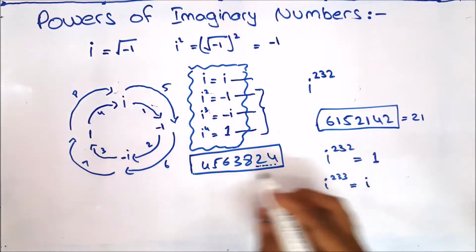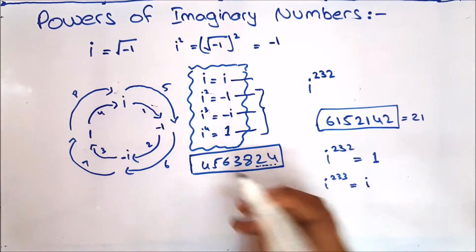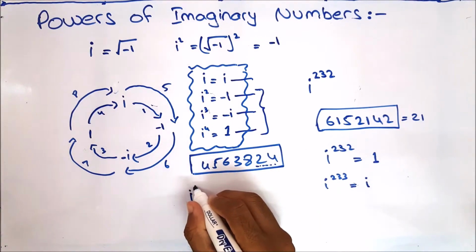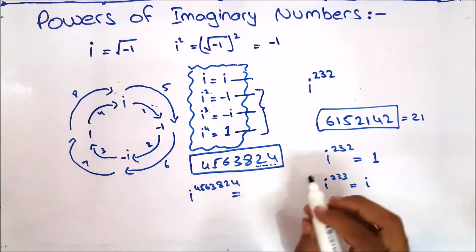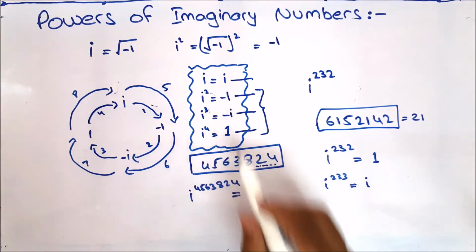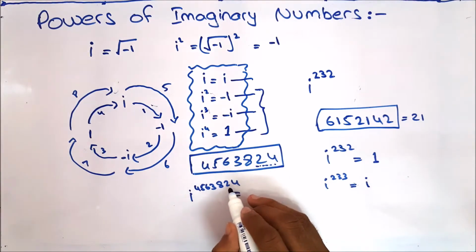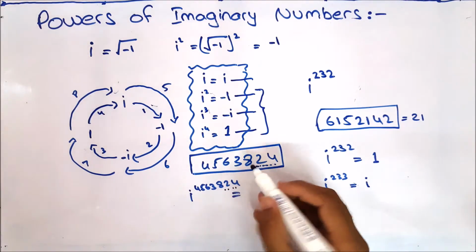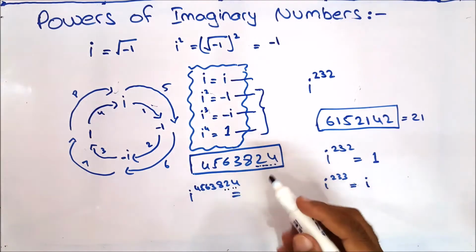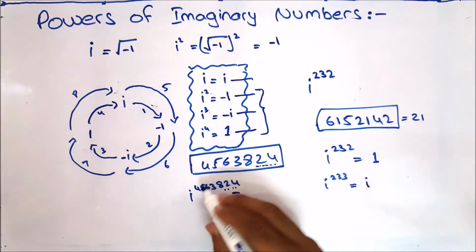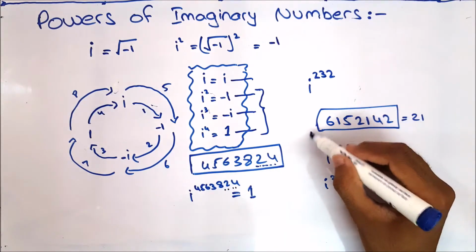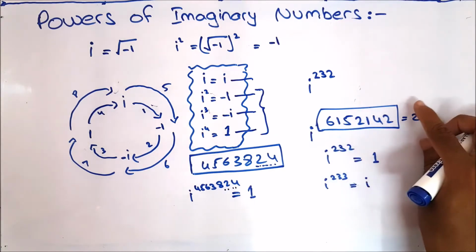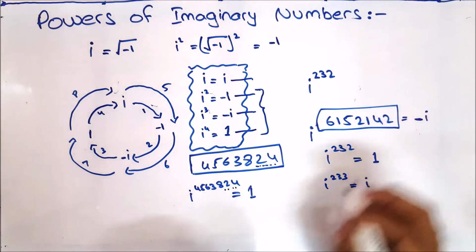However huge the power is, like suppose we have i raised to the power 4, 5, 6, 3, 8, 2, 4, such a huge power, don't get confused. It's simple. Just check for these rules. If it's divisible by 4, you can see the last 2 digits. Yes, as we discussed, 24 is divisible, 4 times 6 is 24. So yes, this is divisible by 4. Here we get 1 as an answer. If i was raised to a power that is divisible by 3, it will be minus i. Minus i will be the answer.